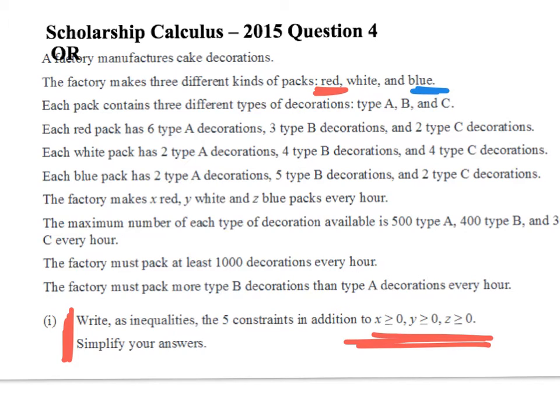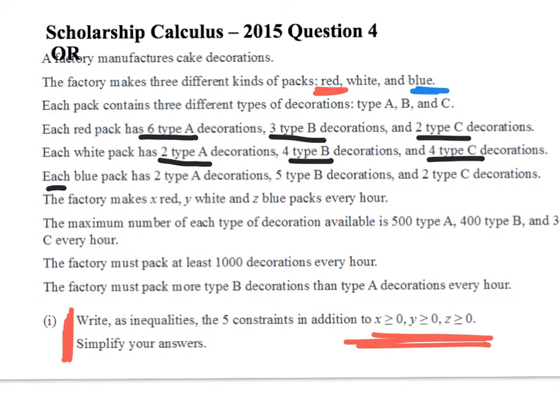Now if you've done the 3.15 standard, which is simultaneous equations, it should be starting to feel a little bit like that already. Each red pack has got 6 type A decorations, 3 type B and 2 type C. The white packs have a different combination, and the blue packs have a different combination again. So 2, 4 of B and 4 of C for the white pack, and so on.